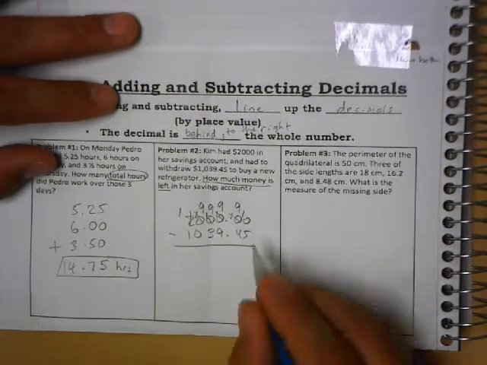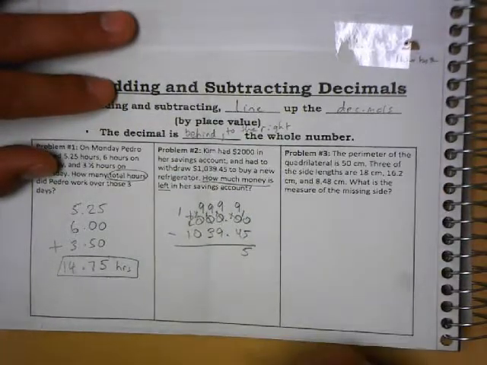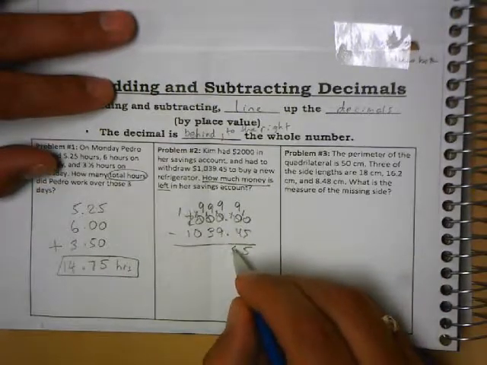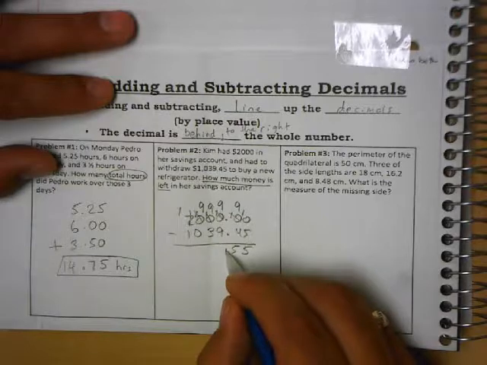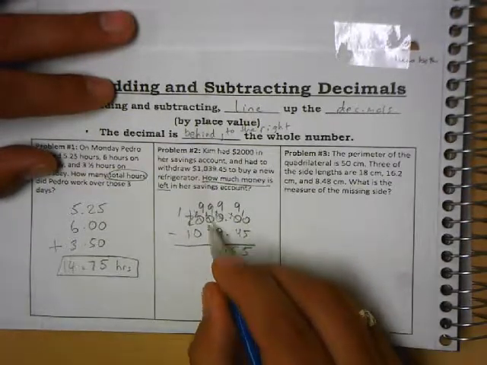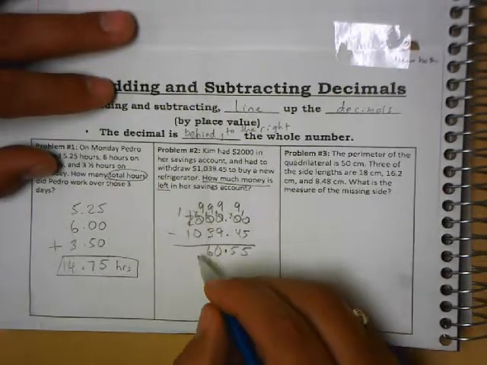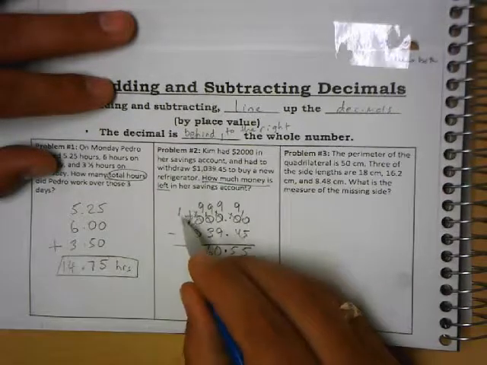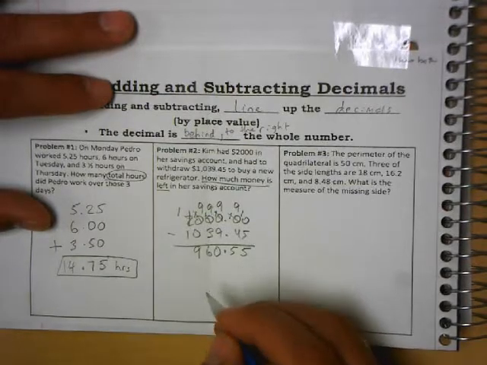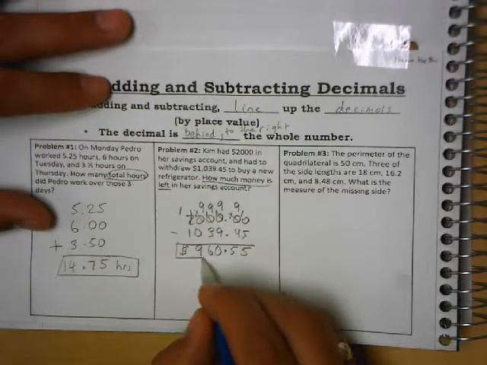Now we can subtract. We have 10 100ths minus 5 100ths. Leave us with 5 100ths. 9 tenths minus 4 tenths, 5 tenths. Bring our decimal down. 9 minus 9 is 0. 90 minus 30, 60. 900 minus 0, 900. 1,000 minus 1,000, 0. How much money is left in her savings account? $960.55.